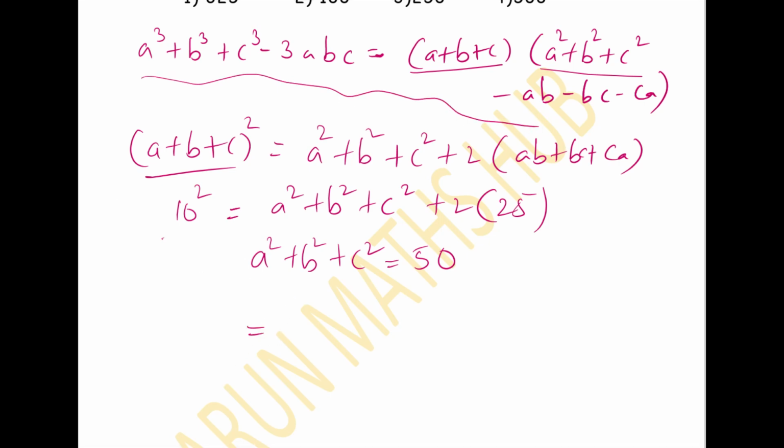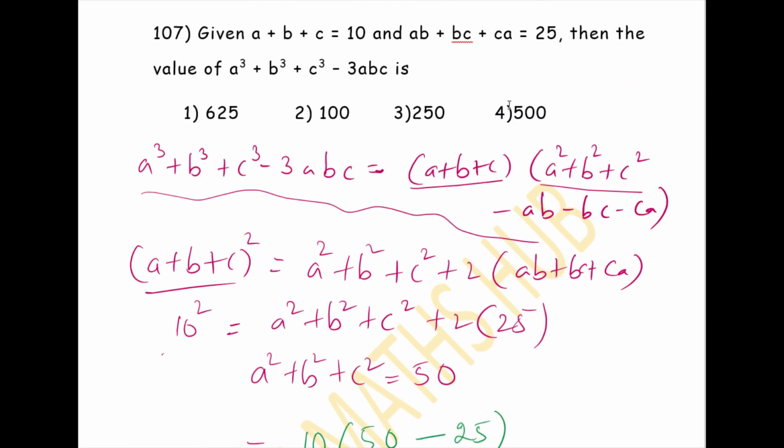Now substitute all the values in this formula. A plus b plus c is 10. A square plus b square plus c square is 50, minus ab, take out minus sign common, we get minus ab plus bc plus ca is 25. Therefore 10 into 50 minus 25 is 25. 10 into 25 is 250. Therefore the correct answer is option 3, 250. Now moving to the next question.